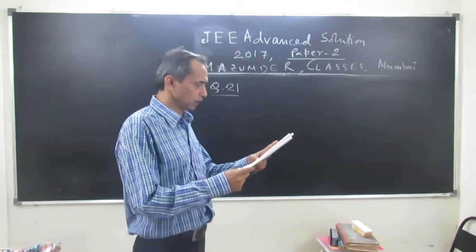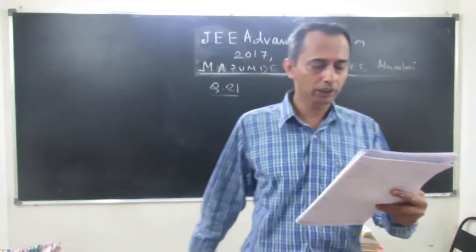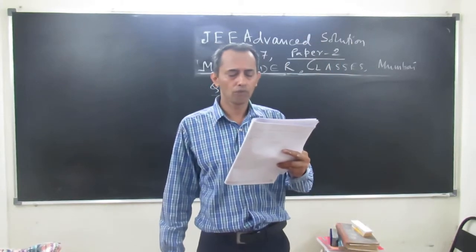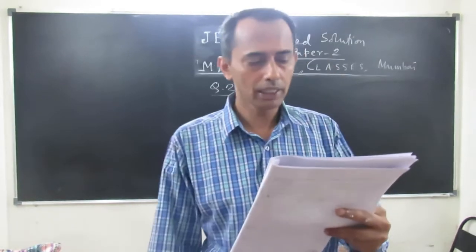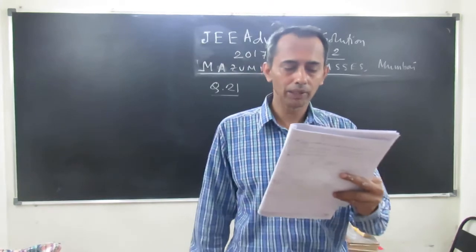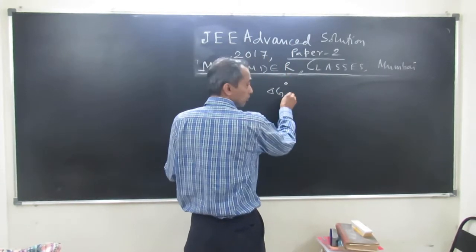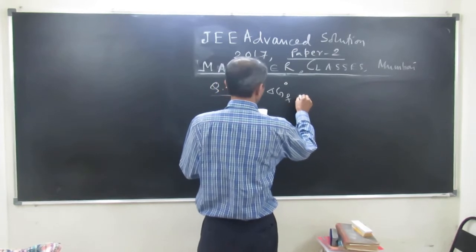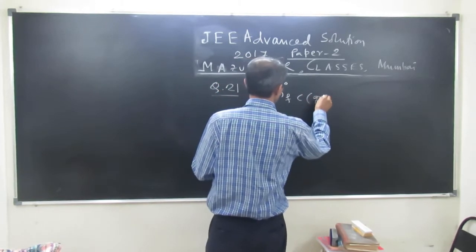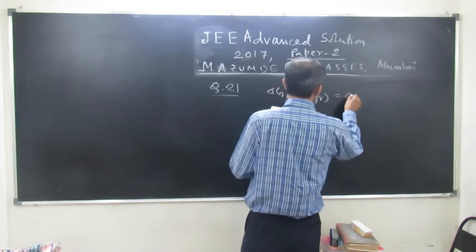Question number 21, where we found that the standard gives free energies of formation of C graphite and C diamond at T equal to 298 Kelvin. The values are given: delta G naught formation of C graphite is given as equal to 0 kilojoule per mole.